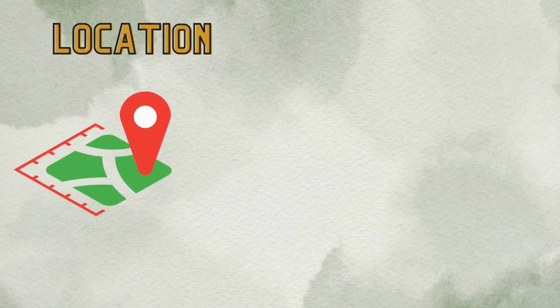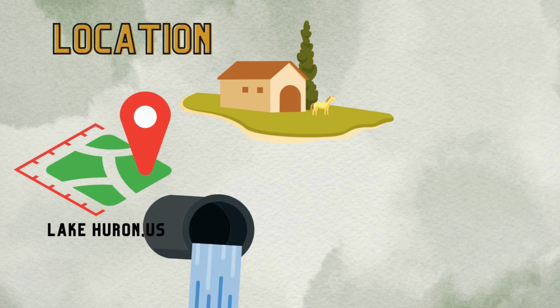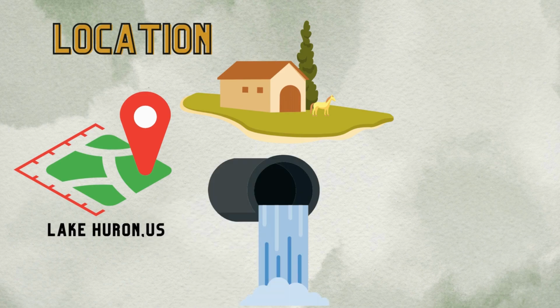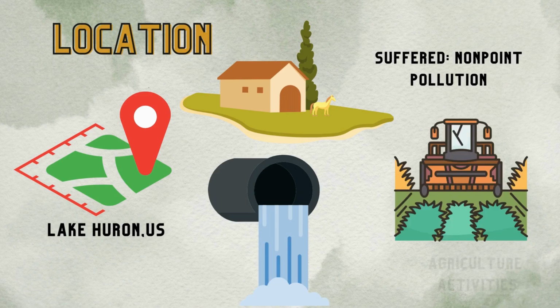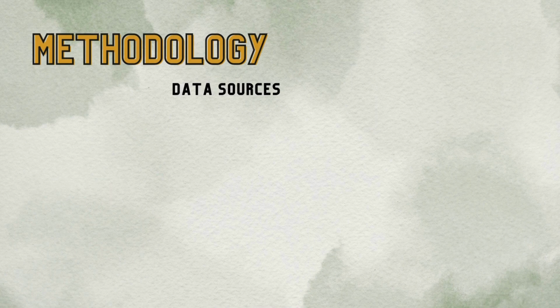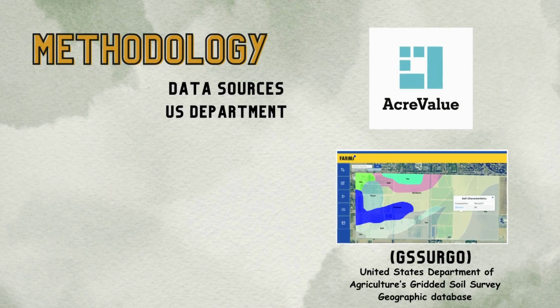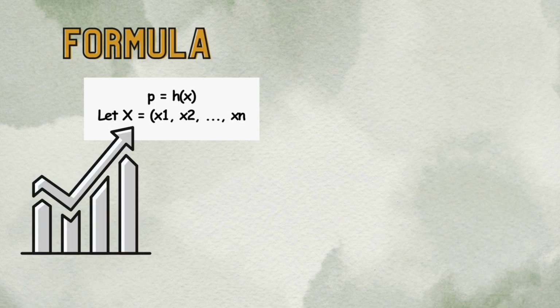The study area is Michigan farmland located in the Lake Huron, United States, Central Drainage Area delineated. Lake Huron suffers from non-point source pollution due to intense agriculture activities. For methodology, data sources in fusion were derived from United States departments, such as acre value, GSSURGO, and SPARROW. Next is the fundamental hedonic equation used in this study.